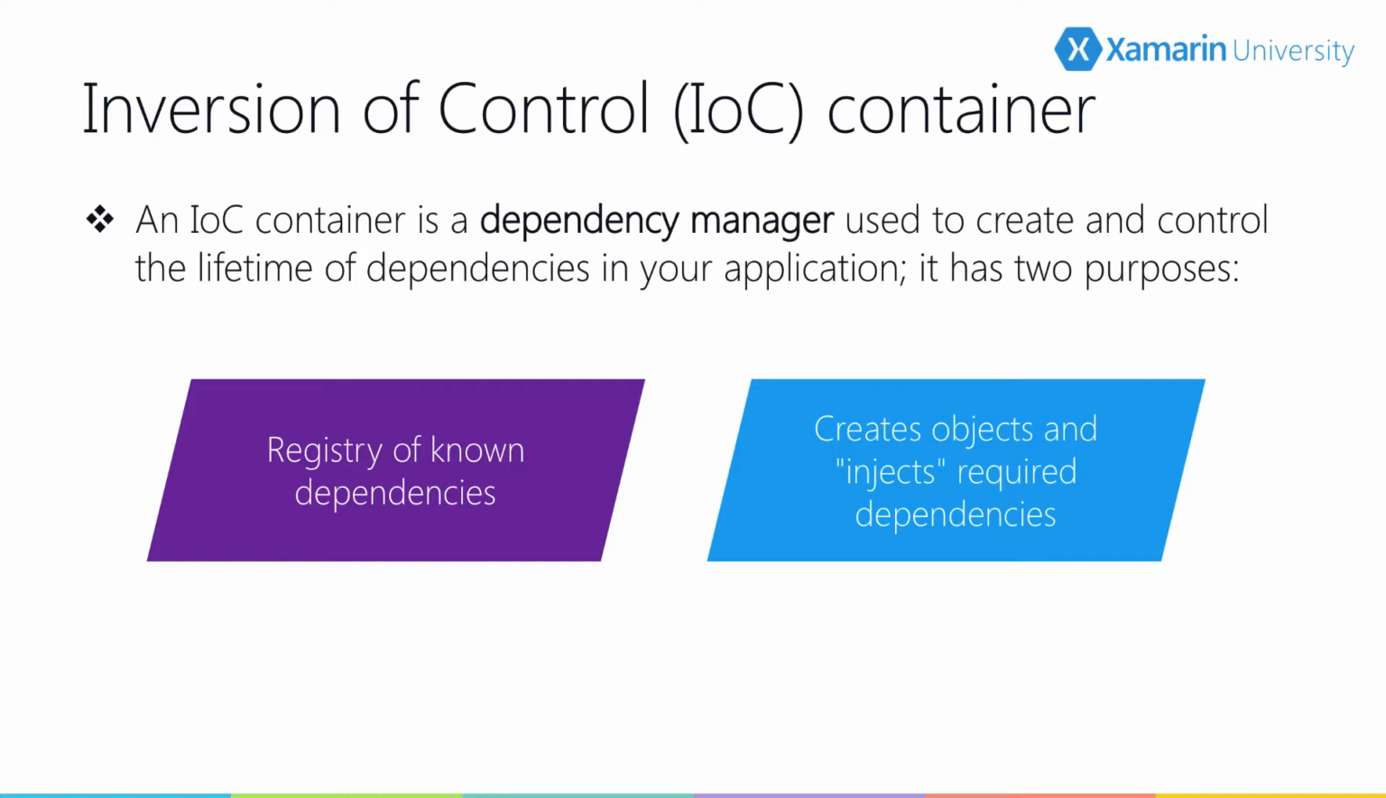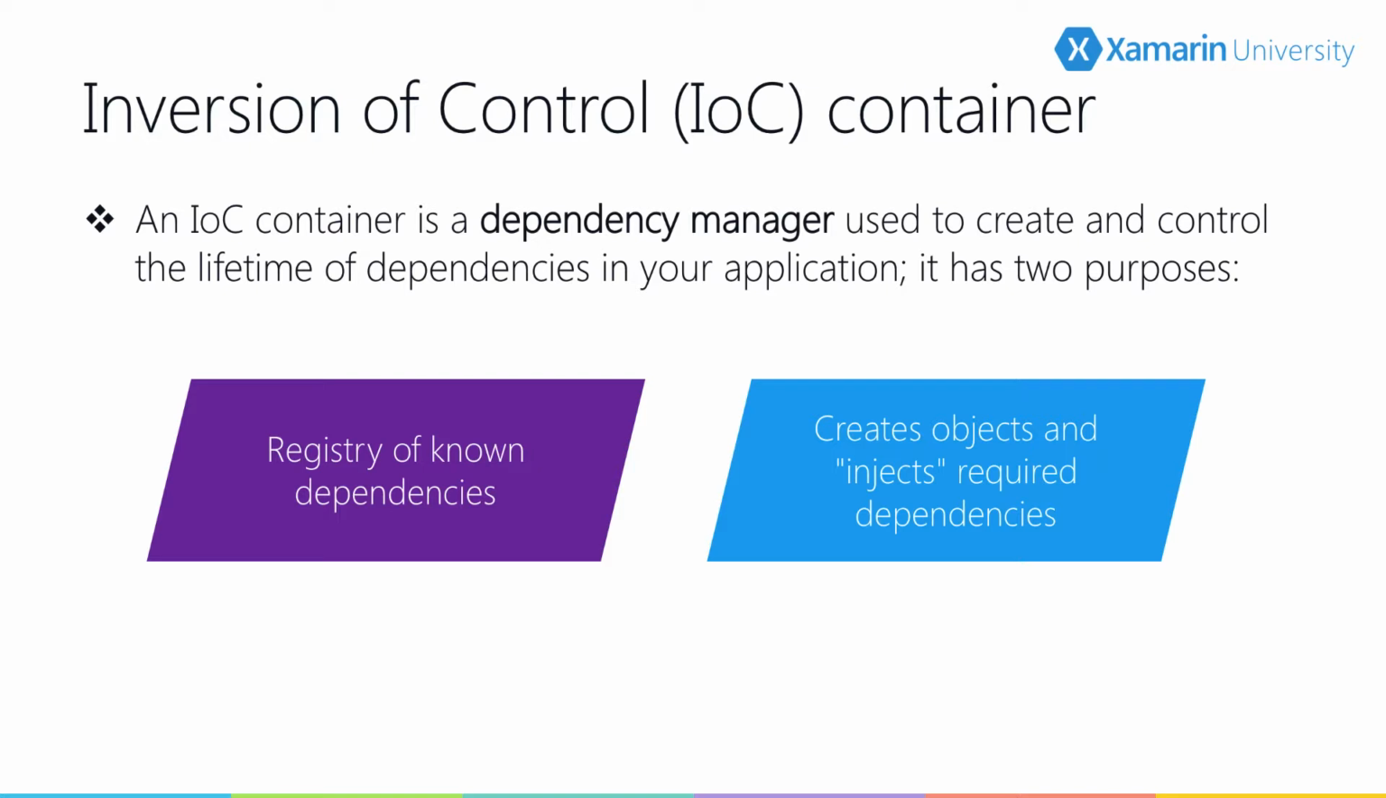The IOC container works a bit like the service locator in a sense that it allows us to register known dependencies. We would tell our IOC container, look here, if somebody wants an IDB repository, that should be a SQLite repository. If somebody wants an iMessage service, that should be a Xamarin Forms message service. And instead of creating our object then manually, we tell the IOC container, now create me a data access layer.